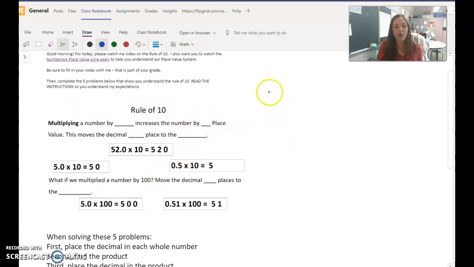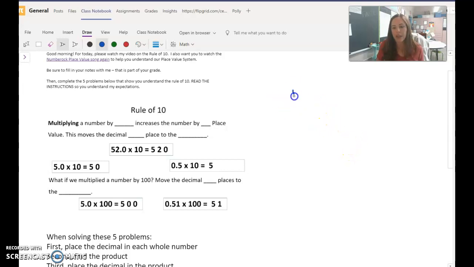Okay, so let's talk about the rule of 10. After you watch this video, you're going to actually go ahead and pause right now and watch the Number Rock Place Value song. Okay, so the reason I wanted you to watch the Number Rock Place Value song is it helps us understand that our place value system is based on 10.